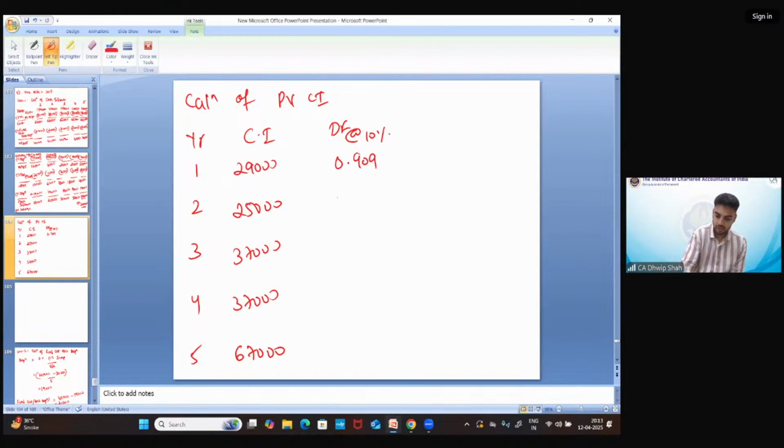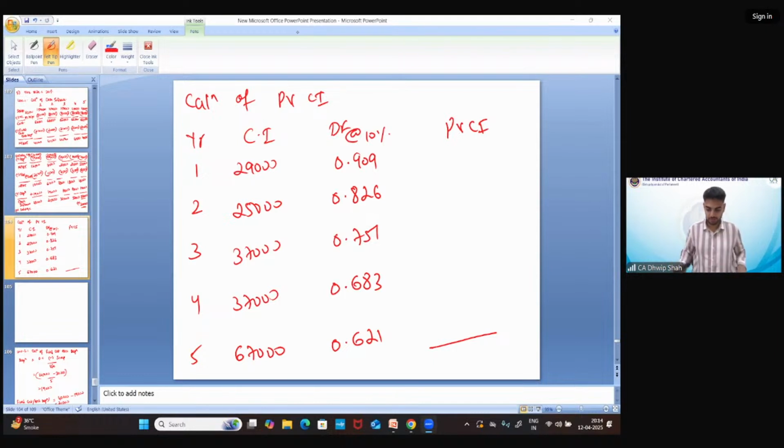So 0.909, 0.826, 0.751, 0.683, 0.621. So this will be my present value of cash inflows. Yes, year 5, 67,000. करो कैलकुलेट कितना आ रहा है. Just give me the total figure. 141,676. This is my PVCI.